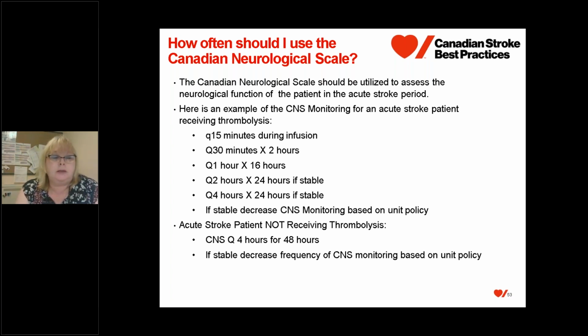So what I've provided is in patients who've received acute stroke thrombolysis or acute stroke mechanical thrombectomy, I have provided a guideline about how often you would complete the Canadian Neurological Scale score. And then we know for patients who have not received thrombolysis, it would identify that patients should have their neurological status evaluated every 4 hours for the first 48, and then if stable, to decrease their frequency based on their unit policy. So these are some guidelines that you can utilize for how often I would perform the Canadian Neurological Scale.